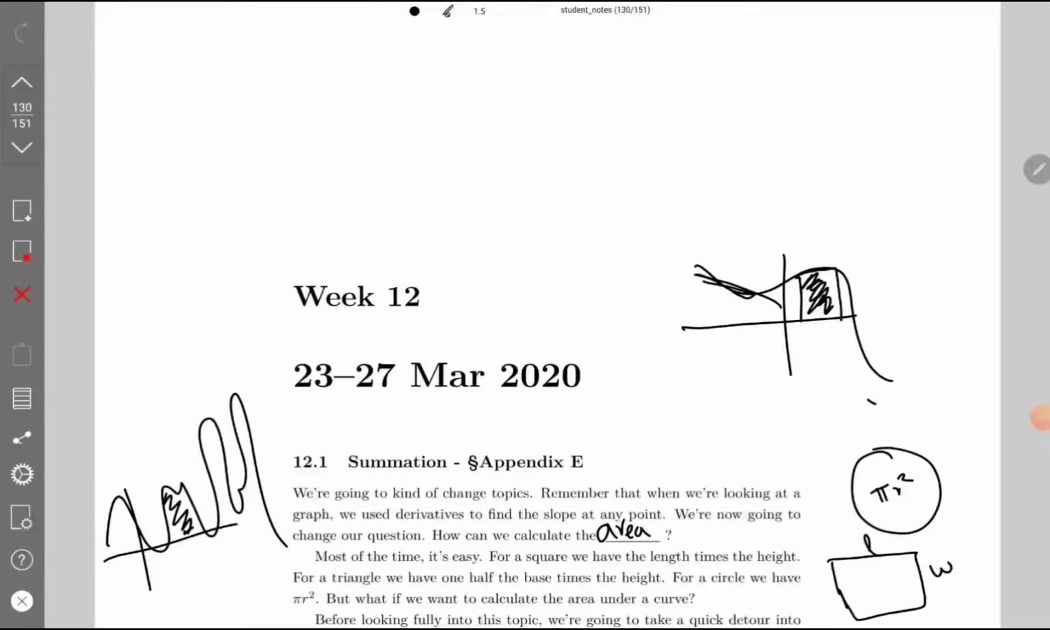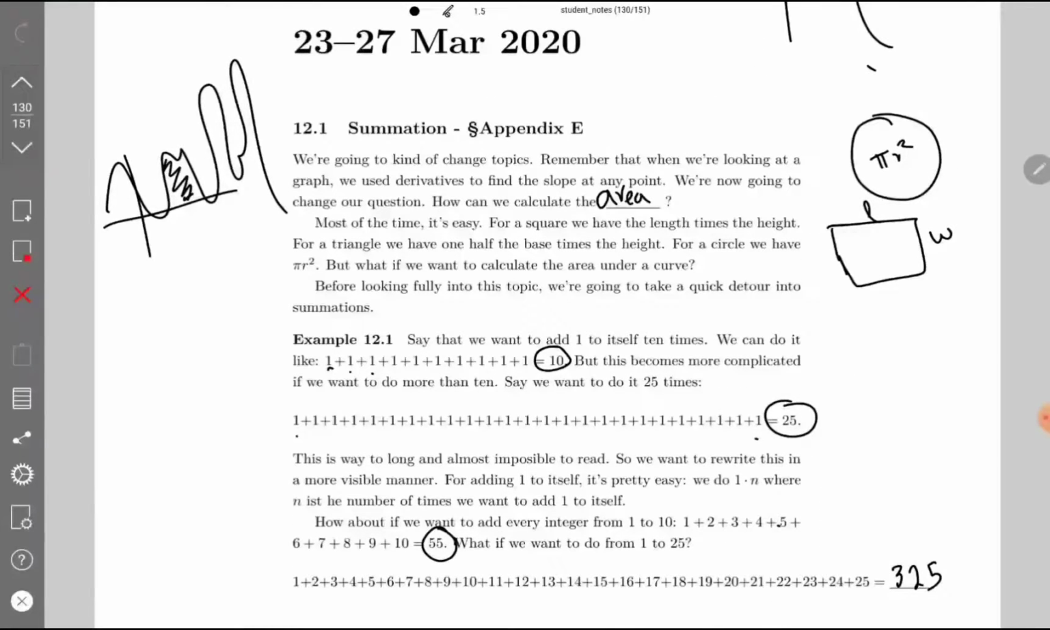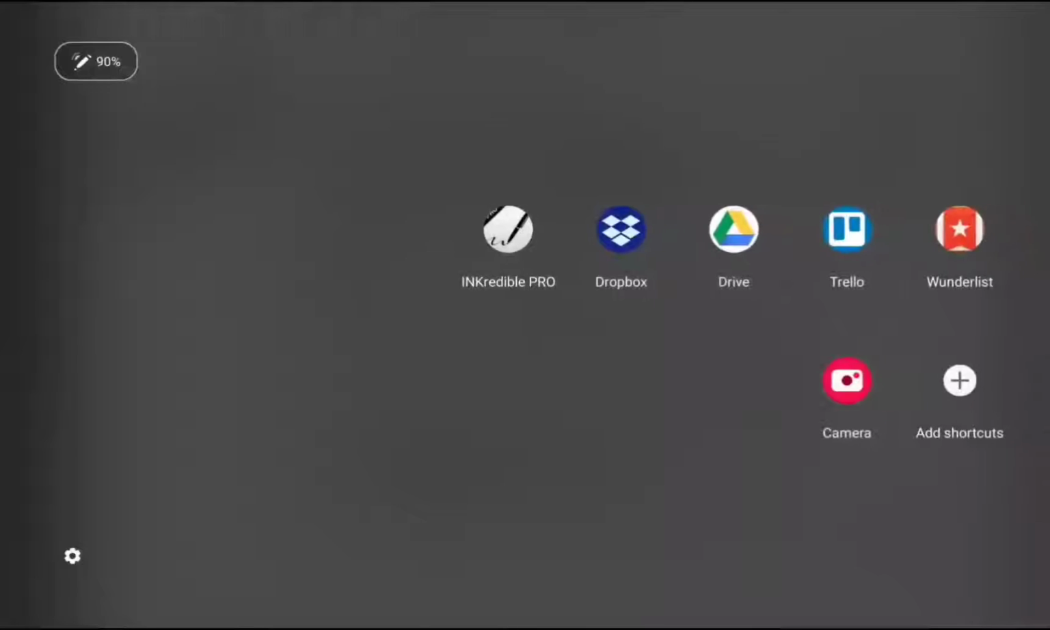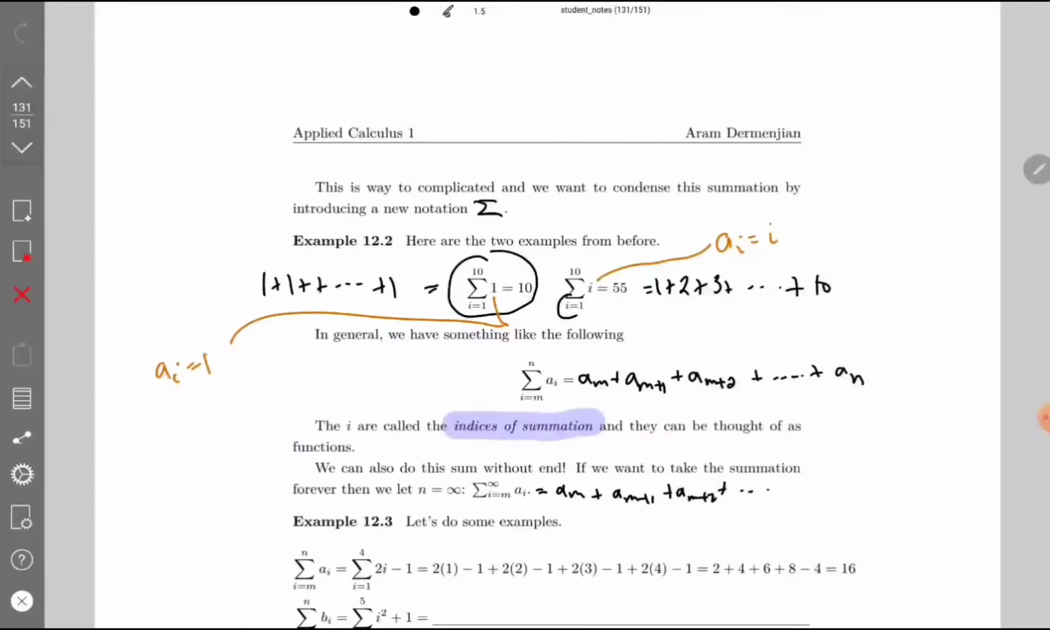All right, so let's go over kind of what we were going over on Monday. And let's talk about how to calculate areas under curves. Remember, we started trying to find some way to rewrite these long summations into something a little more concise. So we were having problems of 1 plus 1 plus 1 all the way up to plus 1, 25 times, versus 1 plus 2 plus 3 plus 4, and so on, to plus 25. And we were starting to wonder, how do we show this in a nice, concise manner?